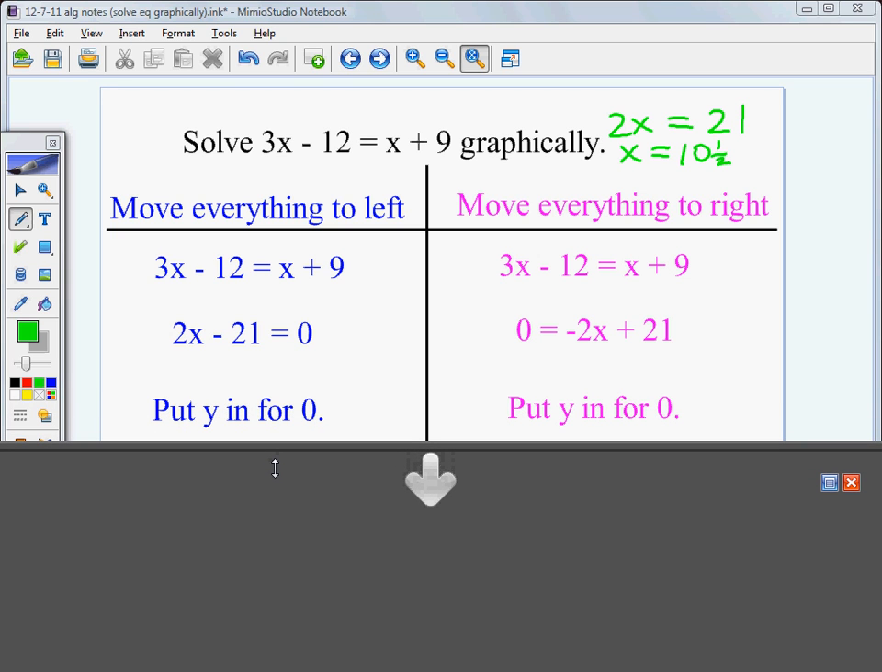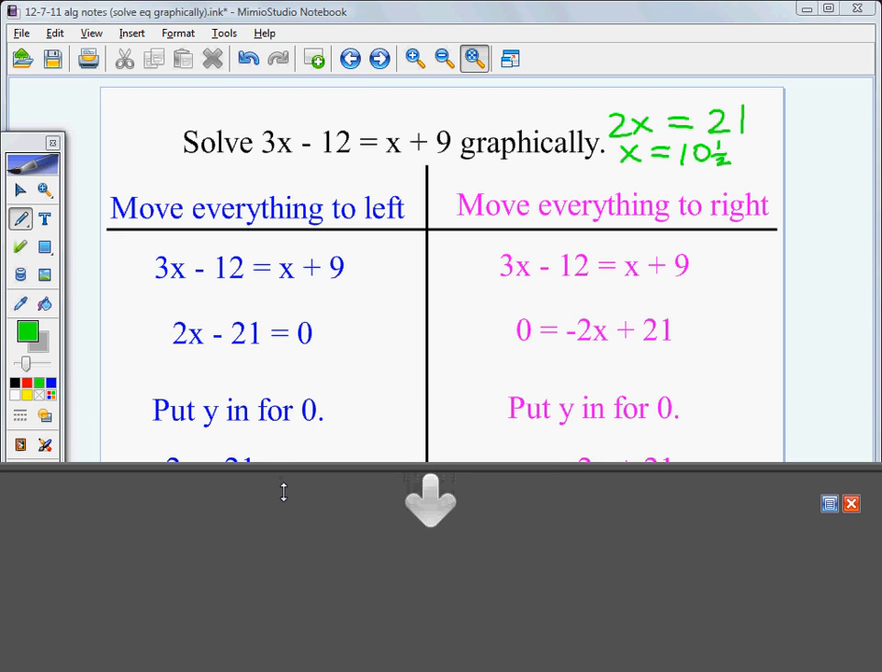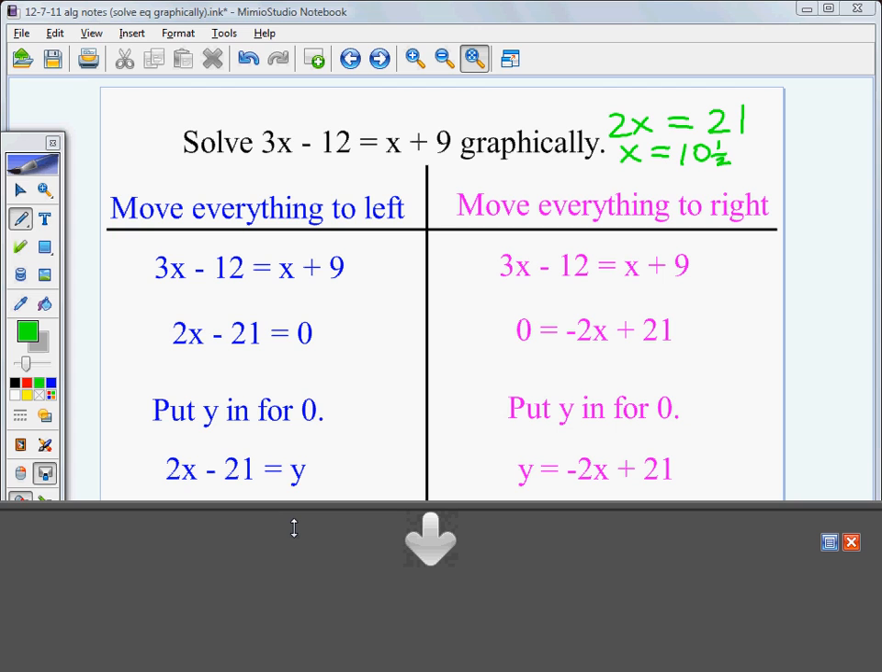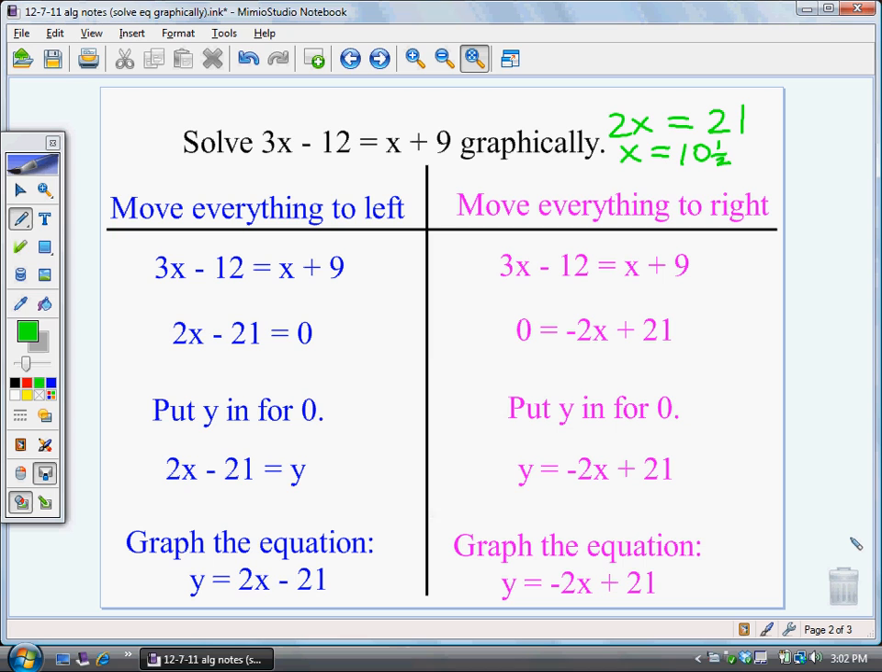The next thing you do is put y in for 0. So if we do that in both cases, the left side's now 2x minus 21 is equal to y, and the right side is y is equal to negative 2x plus 21. And then all you would have to do is graph those two equations. So you would graph 2x minus 21 and find where the x-intercept is, and you would graph negative 2x plus 21 and find out where the x-intercept is.